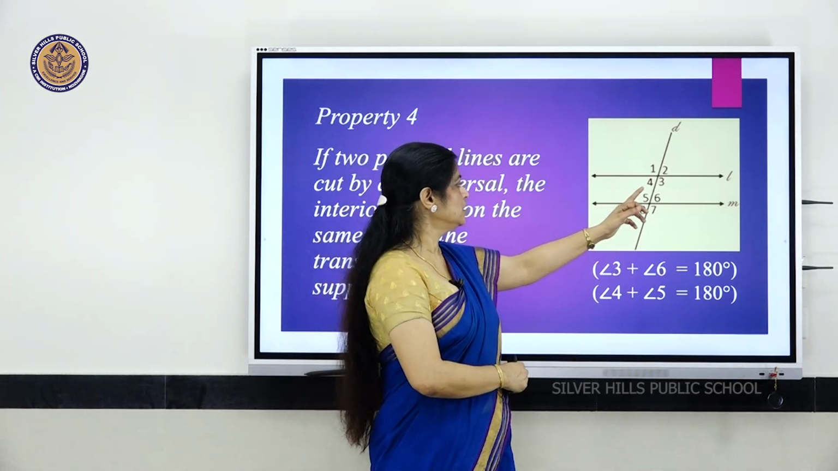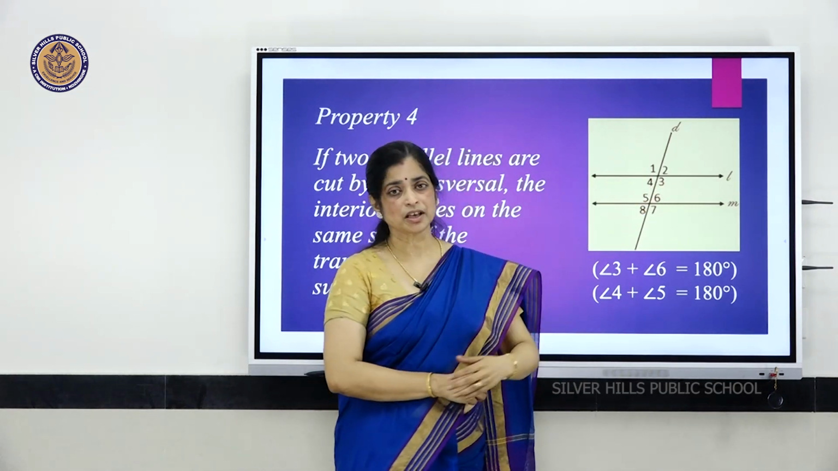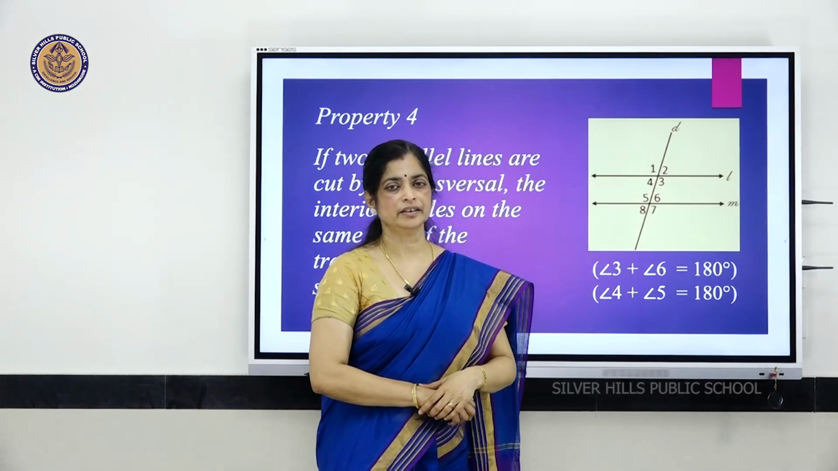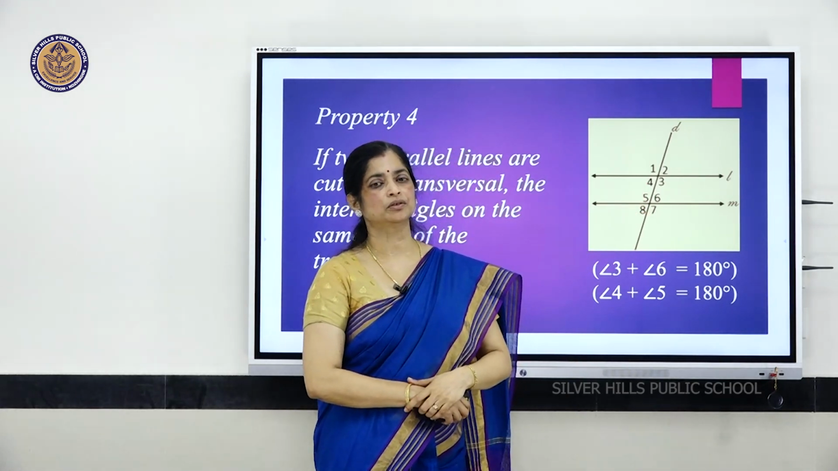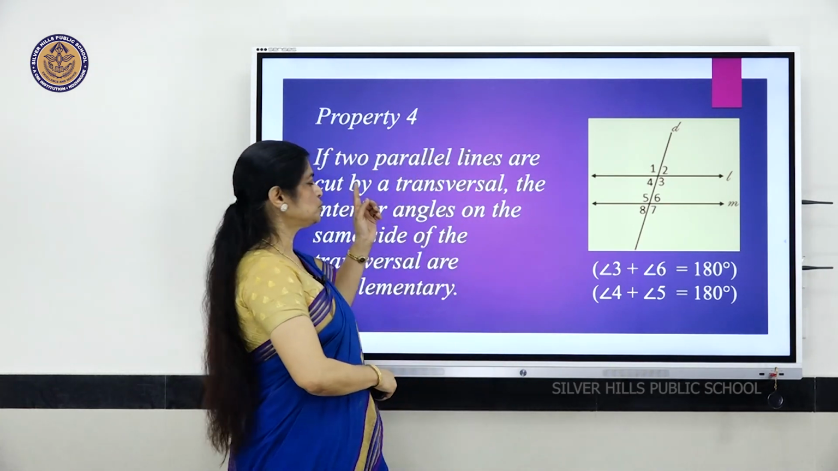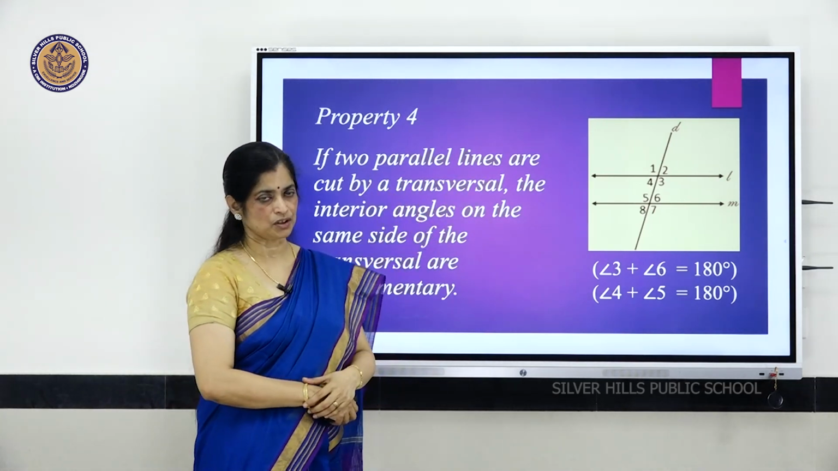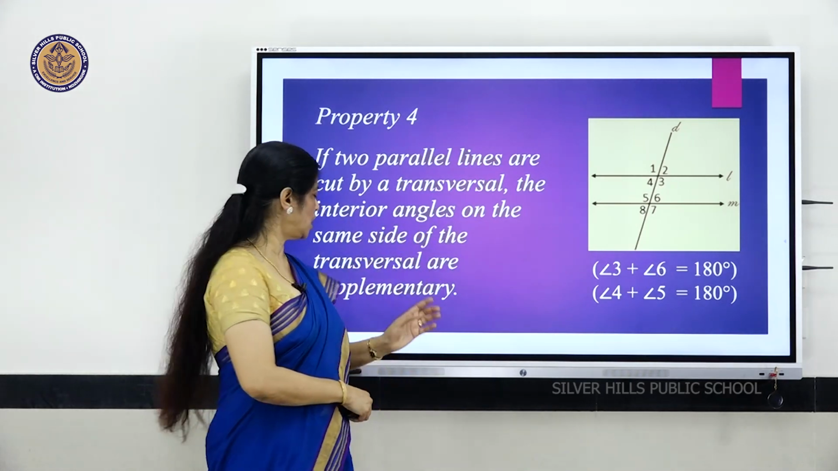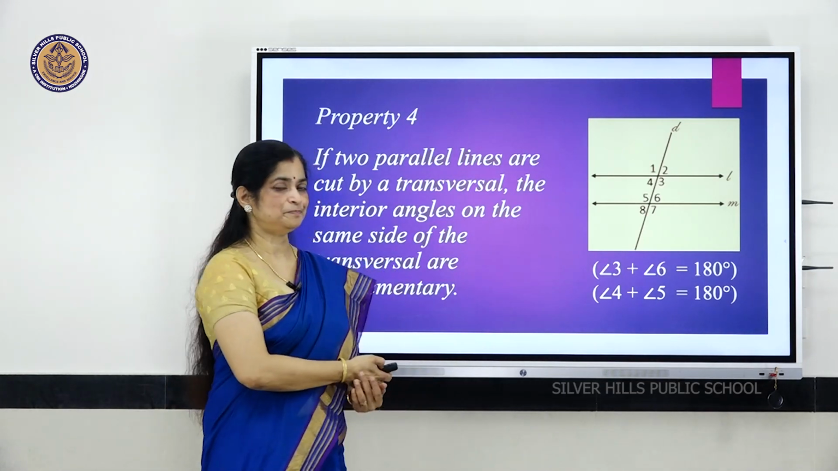When we add 3 plus 6, these two are interior on the same side of the transversal, the sum has to be 180. Or when we add 4 and 5, that also has to be equal to 180 degrees. That is the fourth property. The fourth property says, if two parallel lines are cut by a transversal, the interior angles on the same side of the transversal are supplementary. That means the sum has to be 180.